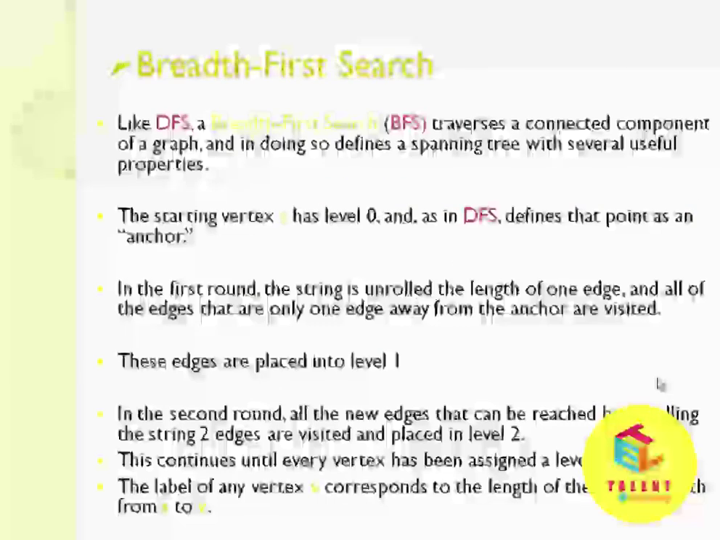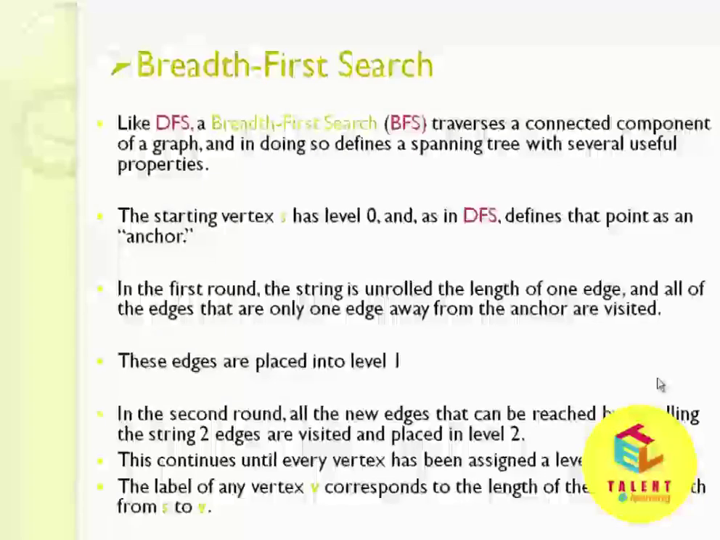Breadth first search. Like DFS, a breadth first search traverses a connected component of a graph and in doing so defines a spanning tree with several useful properties. The starting vertex S is level 0 and, as in DFS, defines that point as an anchor. In the first round, the string is unrolled the length of one edge and all of the edges that are only one edge away from the anchor are visited.